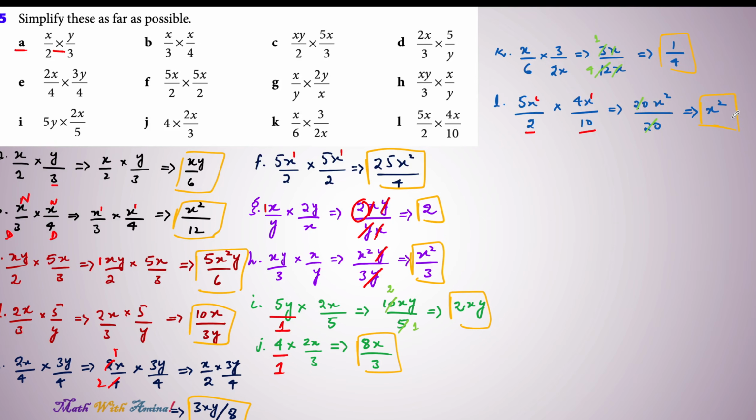The simple rule that we follow when multiplying two fractions is the numerator will get multiplied with the numerator, the denominator will get multiplied with the denominator, and then we look for simplifying the numbers or cancelling the variables. That's all the steps that we need to follow when we are simplifying fractions that are to be multiplied.